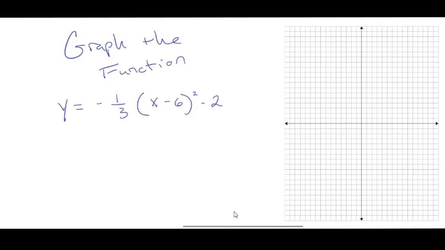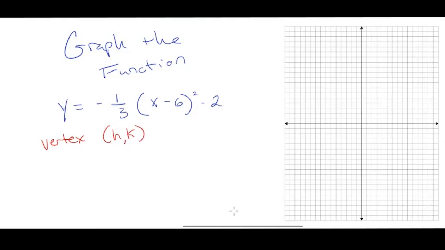Hello again. Today we're going to be graphing a function. All right, and today this function is in vertex form. It is a quadratic function in vertex form. Now you'll remember that the vertex is where h and k are.